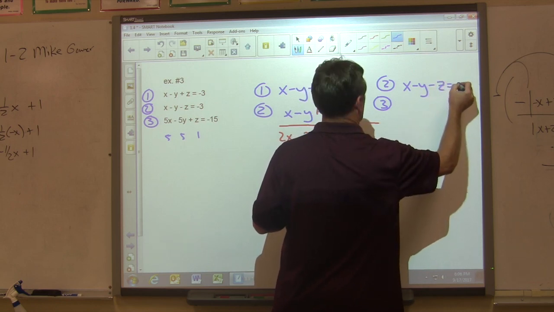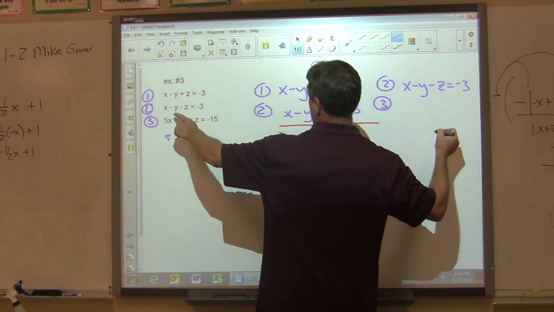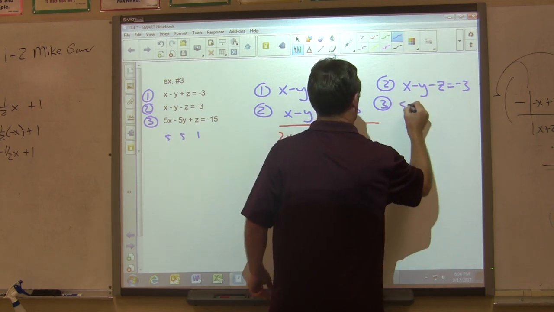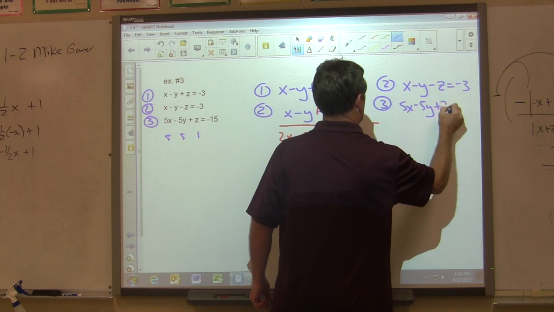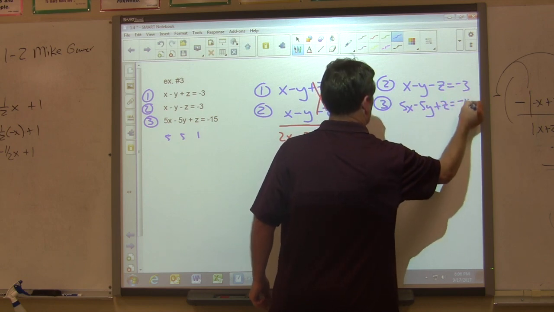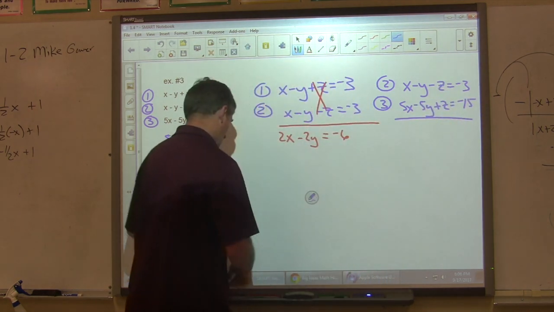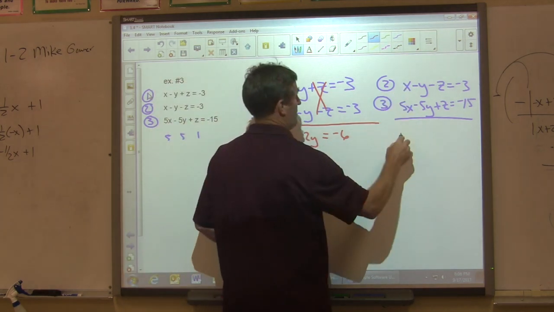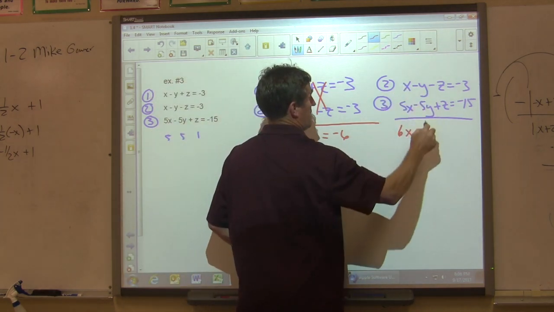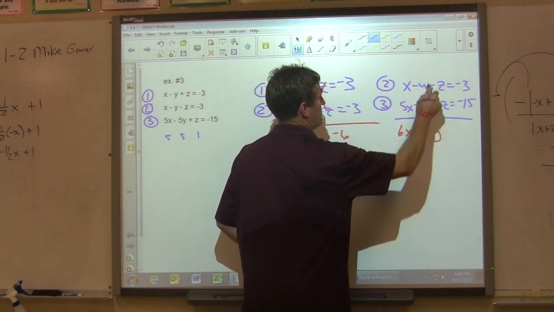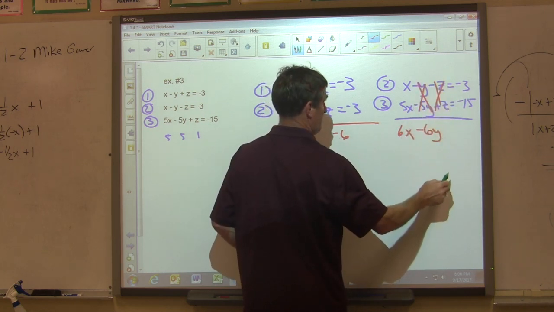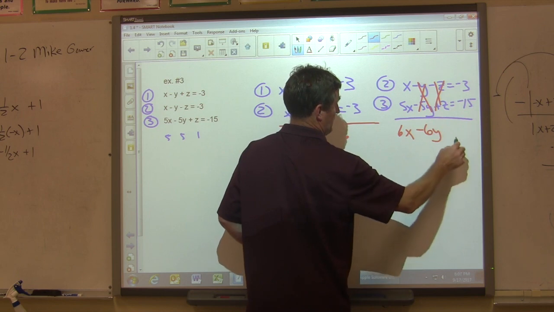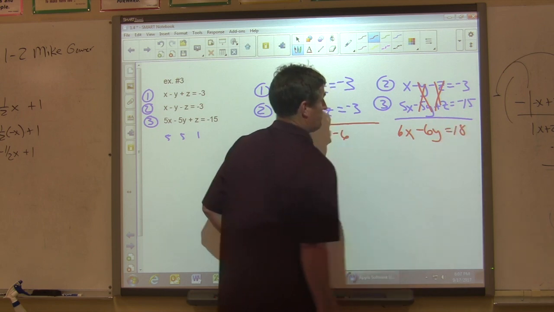Combinations. And 5x. So again, the z's are opposites, so I'm going to add those together, and I'm going to get 6x minus 6y. Excuse me, z's cancel. Negative 3 minus 15 would be a negative 18.